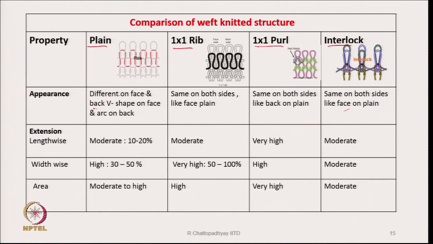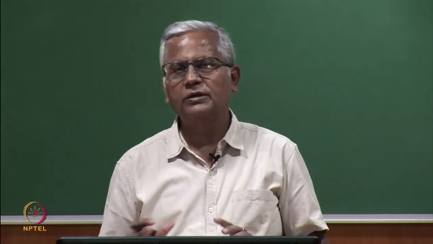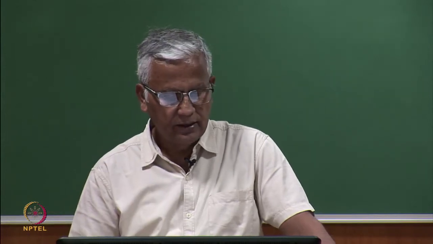Difference on face and back, V shape on face and arc on back. This is typically appearance wise. Rib same on both sides, purl same on both sides, interlock same on both sides. So, interlock, purl and rib fabrics will look exactly similar whether I see the face side or back side, whereas the plain fabrics will look different on the face and the back side.